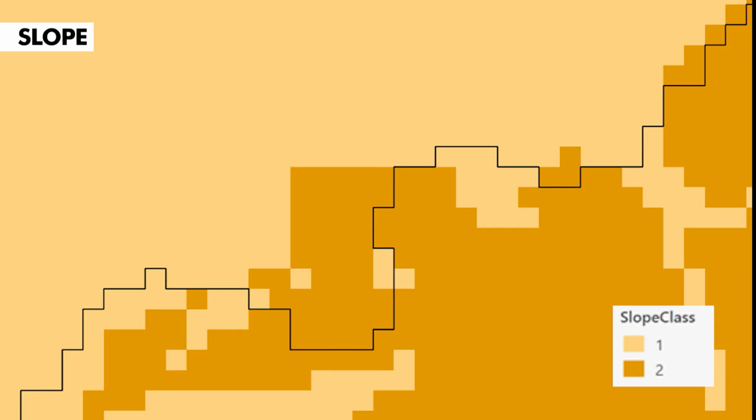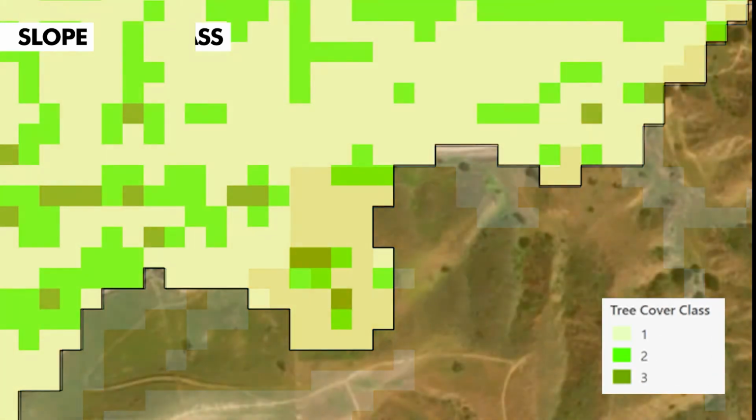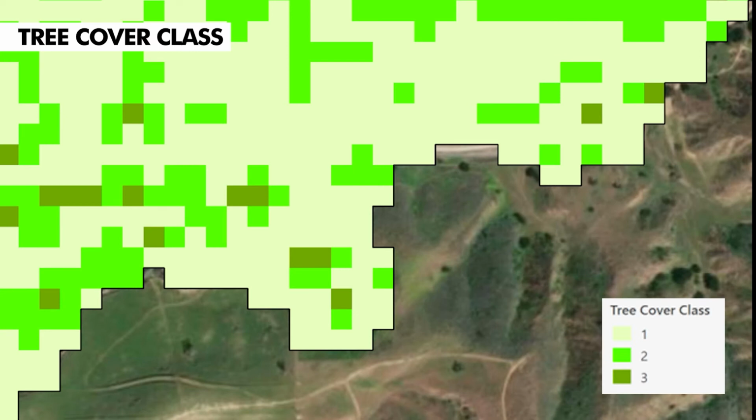Steeper slopes result in a lower value in the cost surface in that area and wider buffers of FHSC. The final input is classified tree cover, which has values of 1, 2, or 3, reflecting increasing tree cover. Greater tree cover results in a lower cost surface value and wider buffers of FHSC.